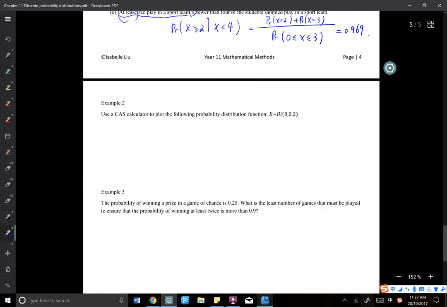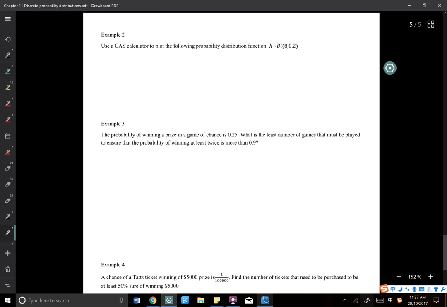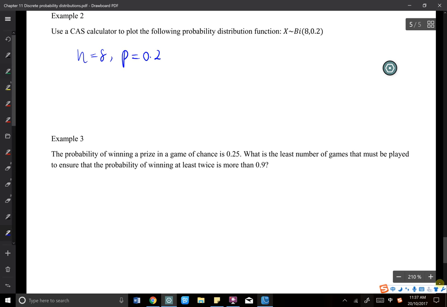0.969. All right, let's have a look at the next one. Example 2. Example 2 says, use a CAS calculator to plot the following distribution. X is a binomial distribution, and you have n equals 8 and p equals 0.2. Okay, tell me what x could be.